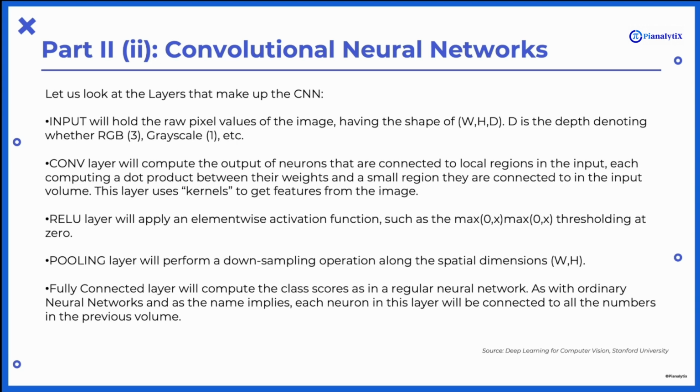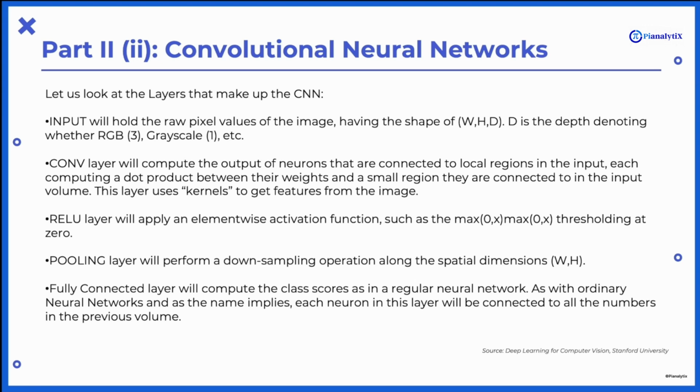Firstly is the input layer. It will hold the raw pixel values of the image, having the shape width, height, and depth. Depth denotes whether the image is RGB, in which case it will have the value of 3, or grayscale, in which case it will have the value of 1. The CONV layer, or the convolutional layer, will compute the output of the neurons that are connected to local regions in the input. This layer basically uses a number of filters with a kernel size to convolve with local areas of the image of the same kernel size and then learn features from there.